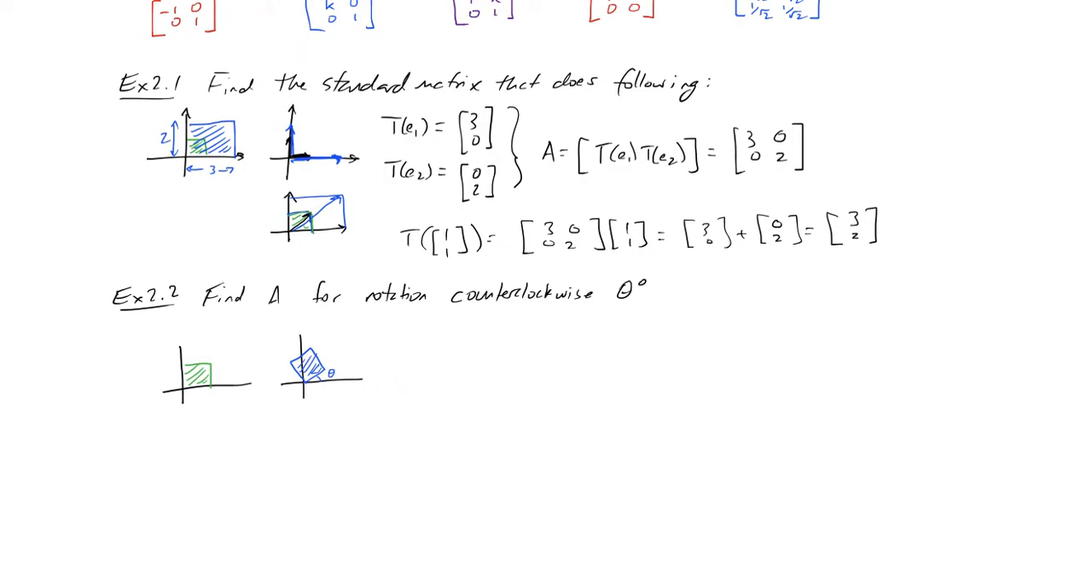Okay, so the key is to figure out what happens to the coordinate vectors. So here's our E1, and here's our E2. Those two vectors go to this vector and this vector, and we've got to figure out what the coordinates of these new vectors are. This is TE1 and TE2. And to do this, I need to use trigonometry.